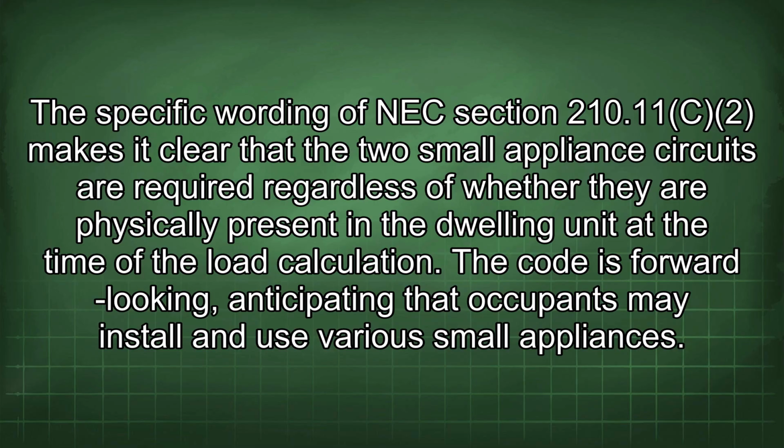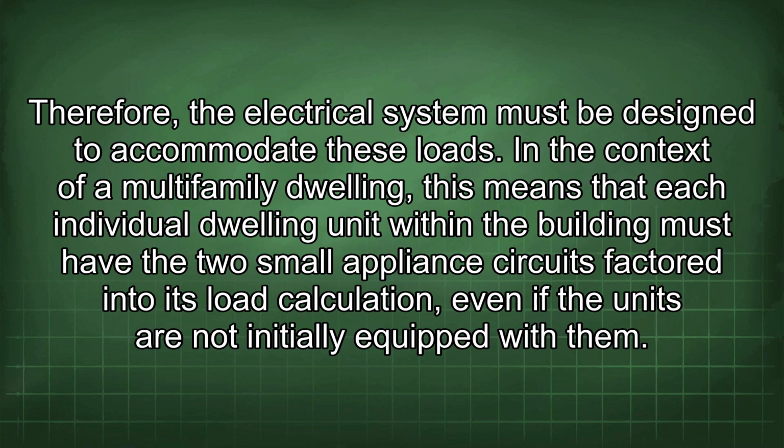The specific wording of NEC Section 210.11(C)(2) makes it clear that the 2 small appliance circuits are required regardless of whether they are physically present in the dwelling unit at the time of the load calculation. The code is forward-looking, anticipating that occupants may install and use various small appliances. Therefore, the electrical system must be designed to accommodate these loads.